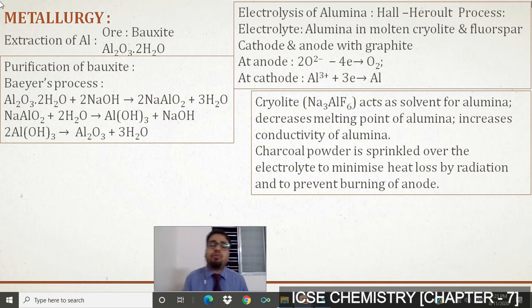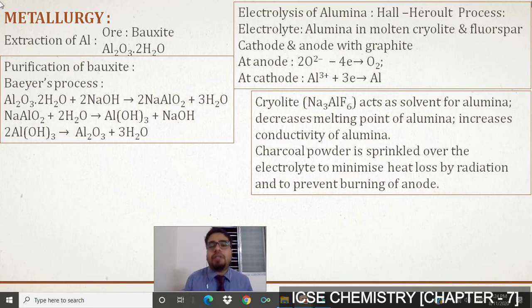What happens through radiation? As I said, you need to provide some temperature to get this electrolysis to happen, because you need to keep the electrolyte in a molten state. That is why some heat needs to be maintained. But if nothing is sprinkled at the top of that electrolyte, then some heat loss can take place. To prevent that, charcoal powder is sprinkled.